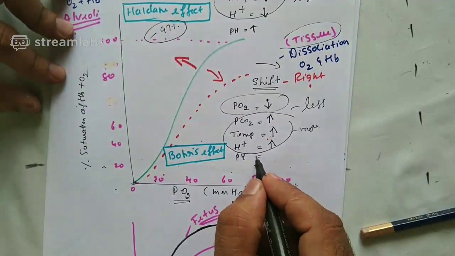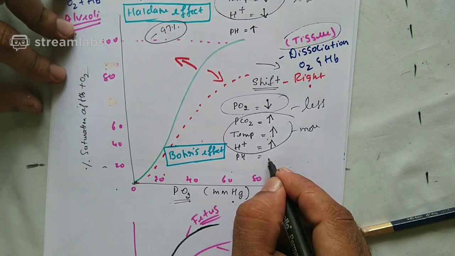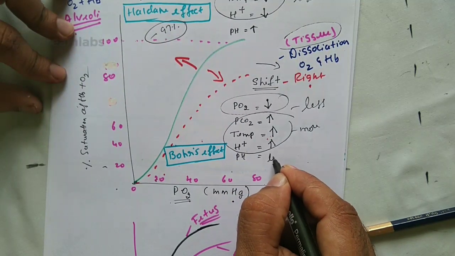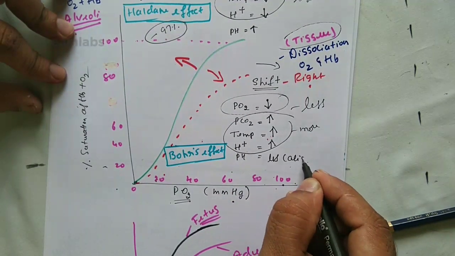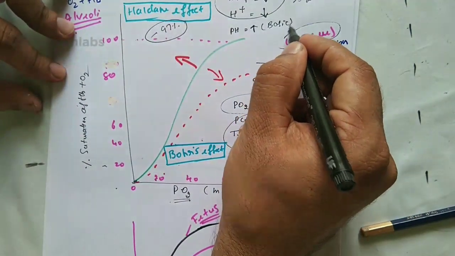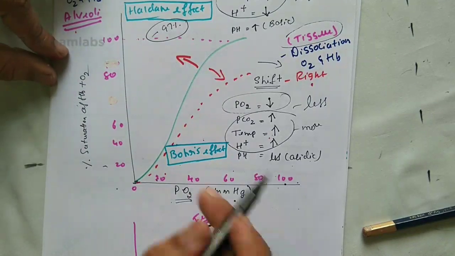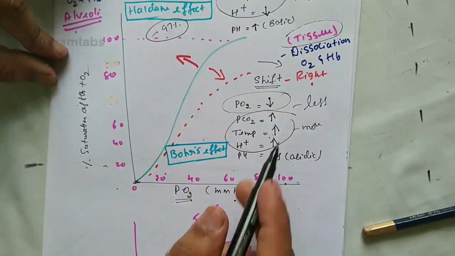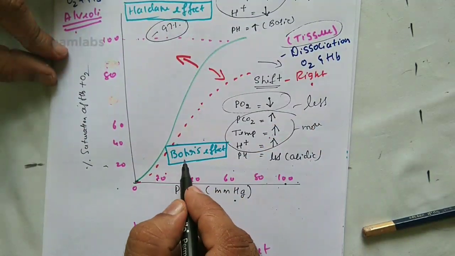And pH, since H plus ion is more, pH will be less. Less means acidic. Here pH will be basic. Hope the matter is very clear. And this shifting towards the right side, meaning dissociation, is called the Bohr effect.